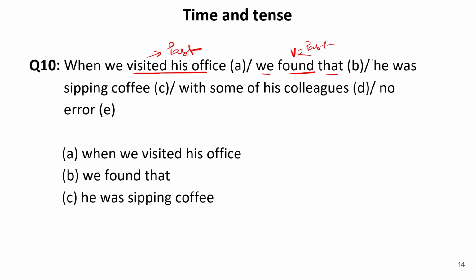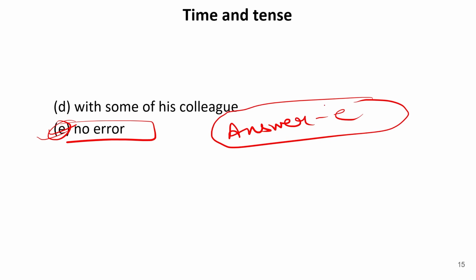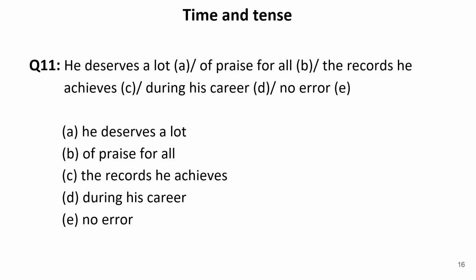So let us move to the C part. He was sipping coffee. Again, this is past continuous tense. So again, this is in past tense, with some of his colleagues. It means the sentence is absolutely correct. Again, our answer will be E, that is no error. So the sentence which is given to us is absolutely correct. Now let us move to the next one.